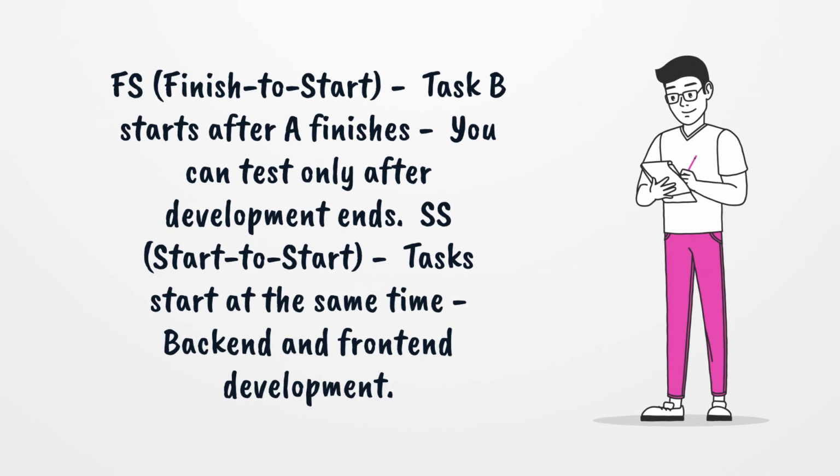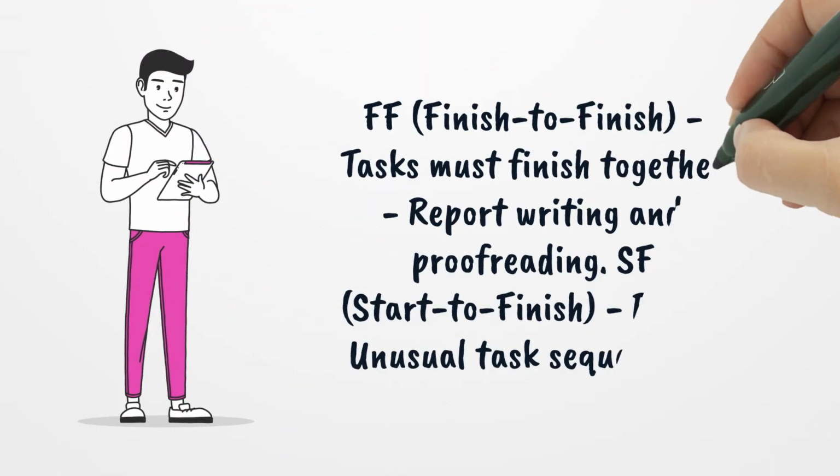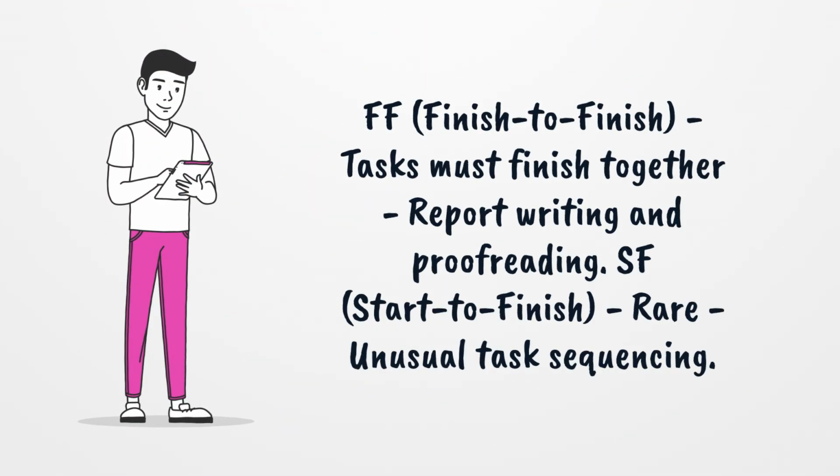SS, start to start: tasks start at the same time, such as back-end and front-end development. FF, finish to finish: tasks must finish together, such as report writing and proofreading. SF, start to finish: rare, unusual task sequencing.